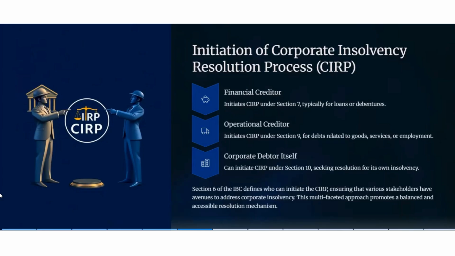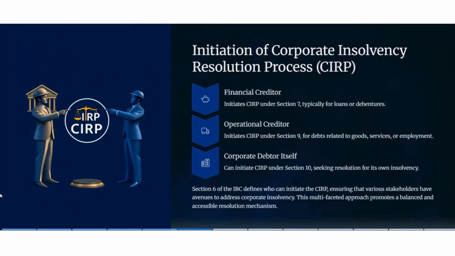So 7, 9, 10 are important sections to be kept in mind for CIRP: financial creditor, operational creditor, and corporate debtor seeking resolution for its own insolvency. What happened in the Amrapali case and the JP Wishtown project? They were failed projects and they themselves declared insolvency and looked for the insolvency resolution process with NCLT.